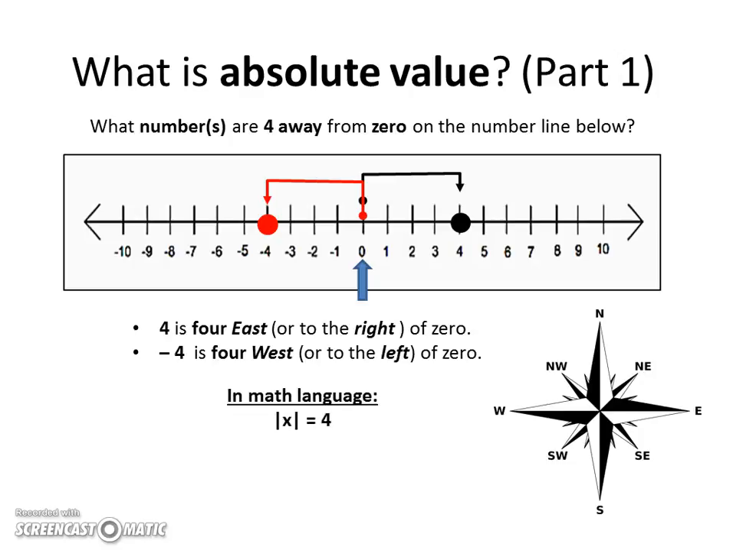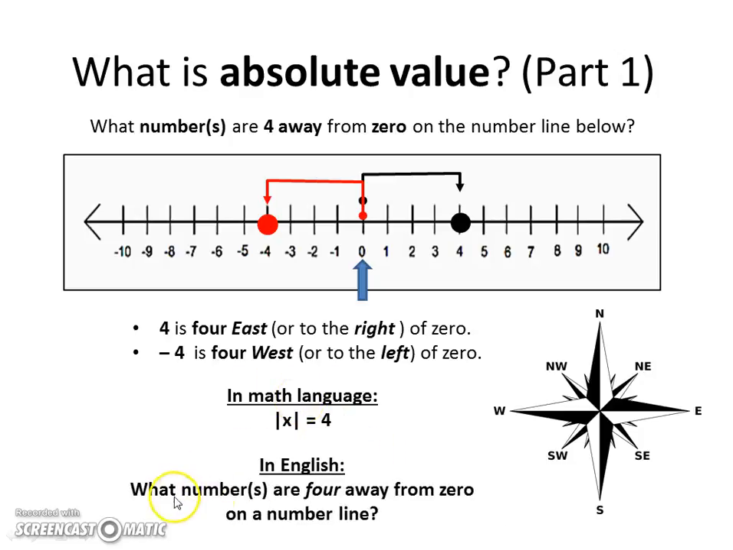Now the way we can write that in math language is the absolute value of a number is 4. And what that is really doing is asking a question. And the question is, what numbers are 4 away from 0 on a number line? Remember, once again, guys, we can go 4 this way or 4 this way. So there's actually two numbers that are 4 away from 0 on a number line.